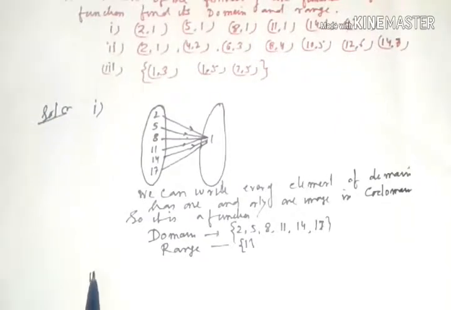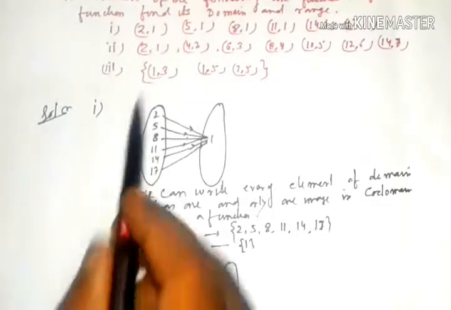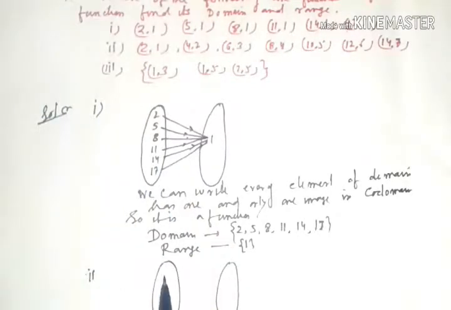Now in case of 2, we also draw a figure. Here the first component, the domain, is 2, 4, 6, 8, 10, 12 and 14. The second component is 1, 2, 3, 4, 5, 6, 7.